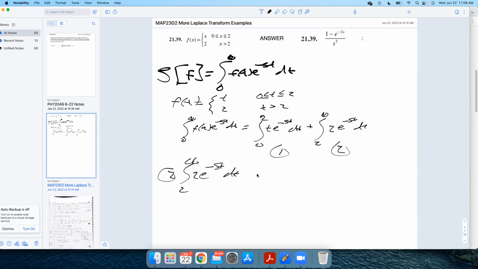If I integrate that, I'm going to pick up a negative 1 over s. And I'm going to evaluate that from 2 to infinity. So basically, I did an integration by substitution there. U is negative st, du is negative s. I did all that in my head. And the easy way to think about that is if I took the derivative of e to the negative st, I would pick up a negative s on top. Since I'm doing the antiderivative, I get the negative s on the bottom instead.